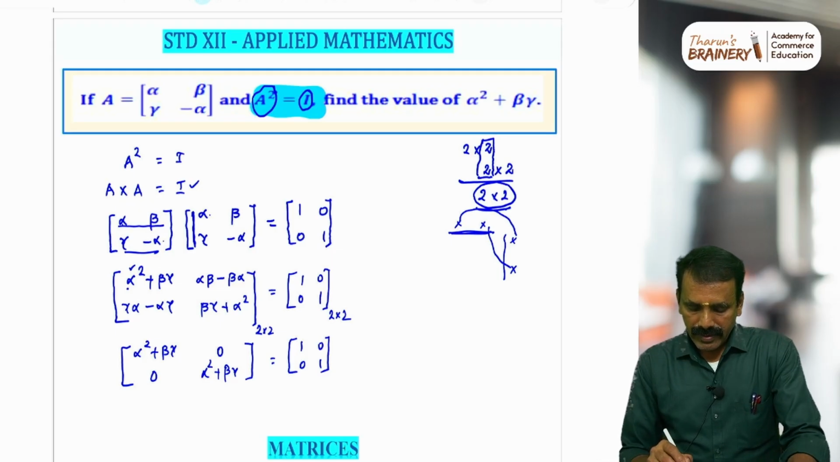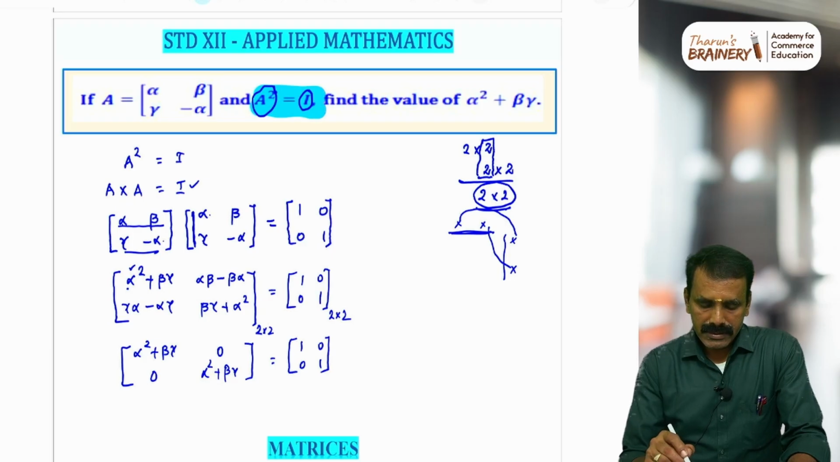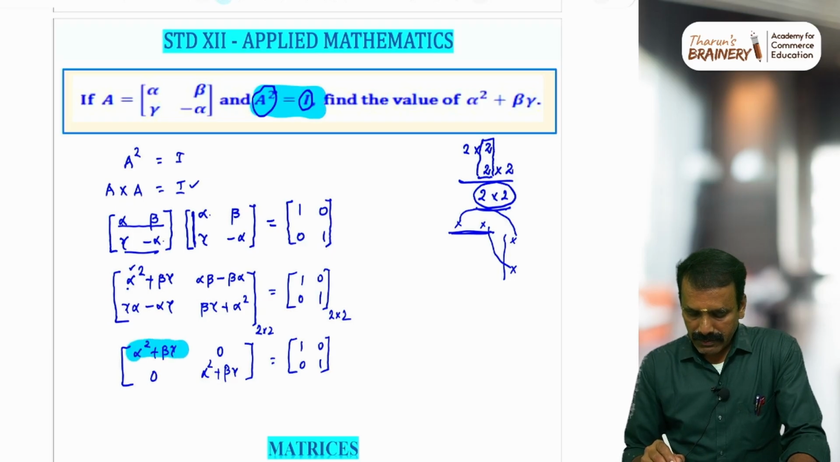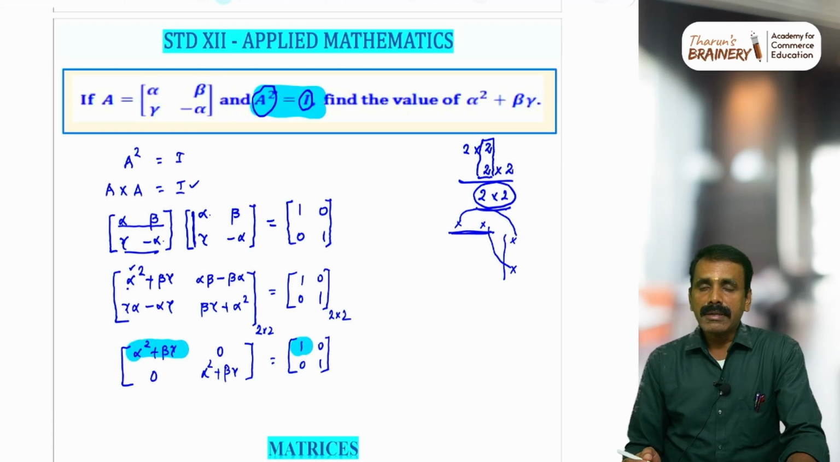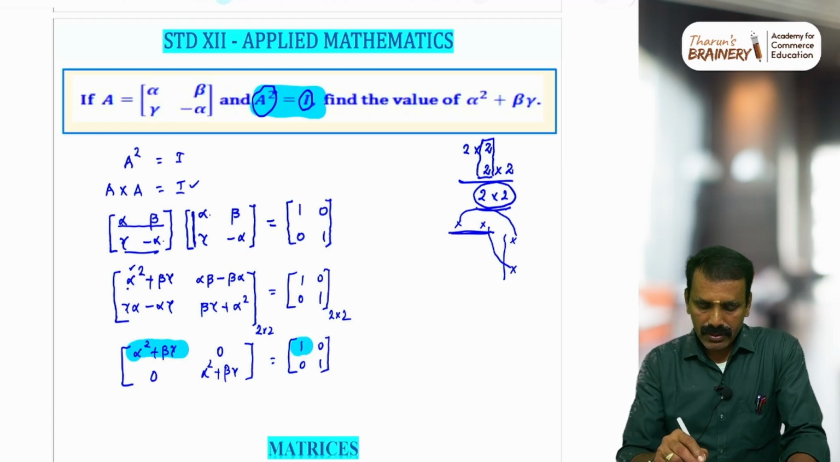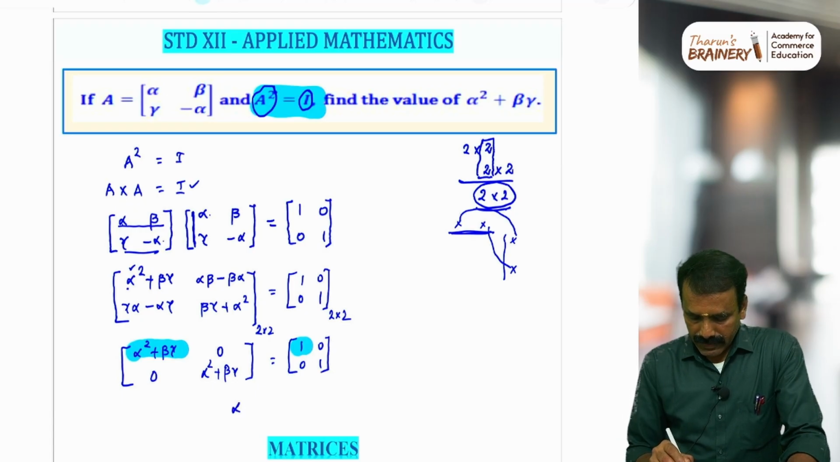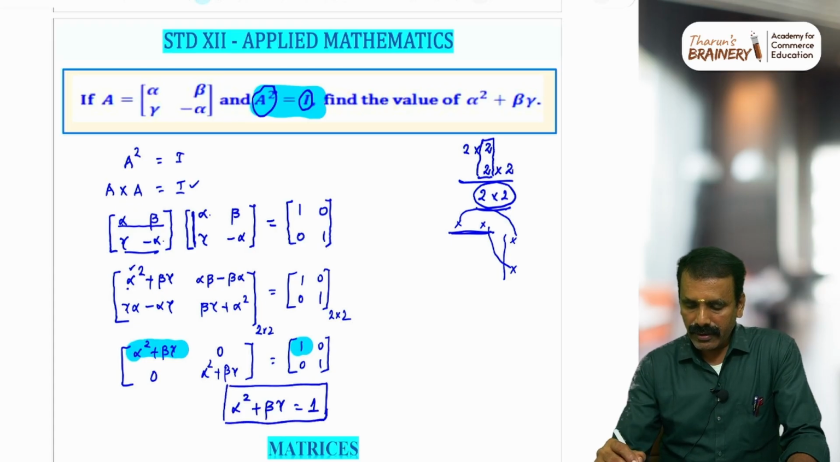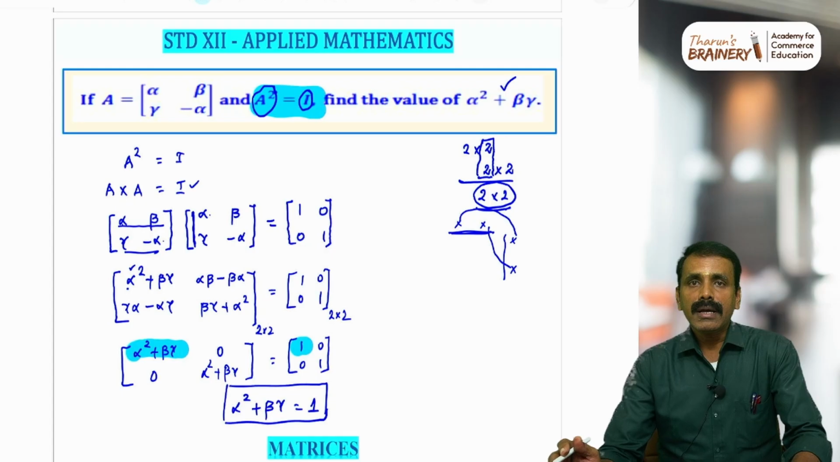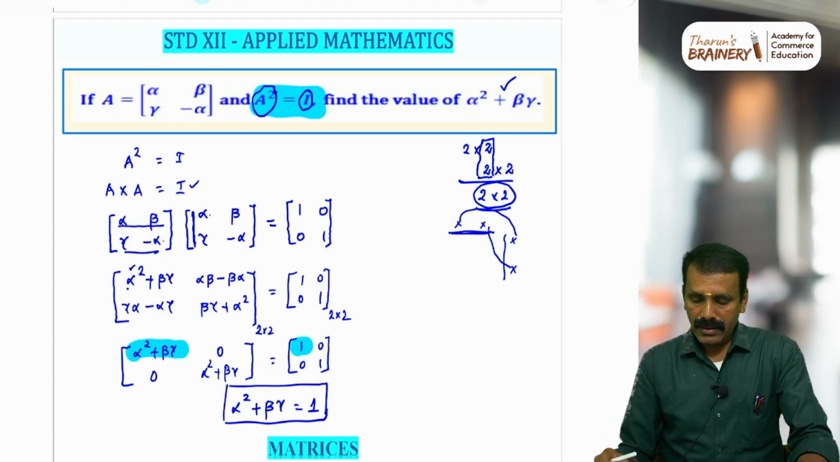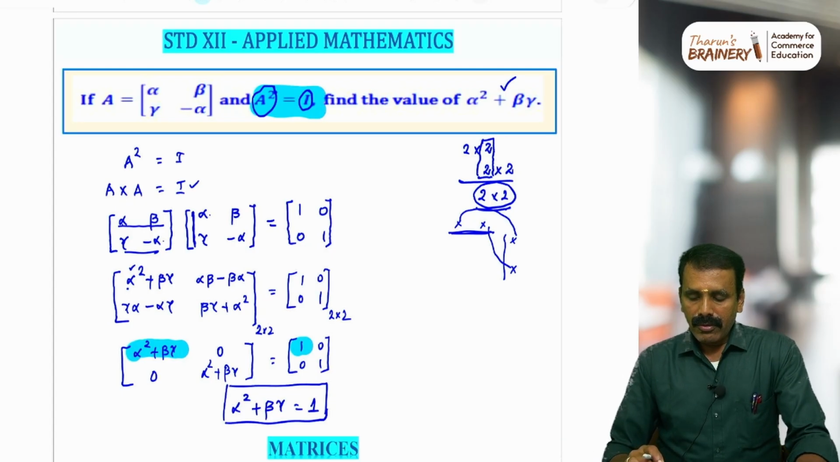Now we equate the corresponding elements. The first row first column element is equated to the first row first column element of the right hand side matrix. So what is the answer you are going to get? We get the required answer. Alpha square plus beta gamma is equal to 1. This is the required answer. So we found out the value for alpha square plus beta gamma. Okay. We move on to the next question.